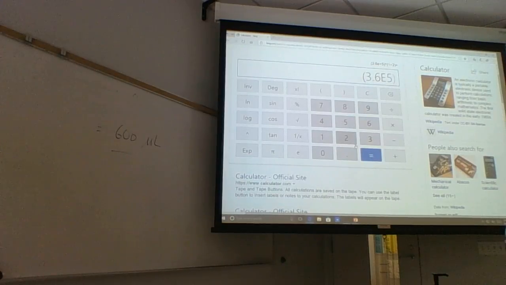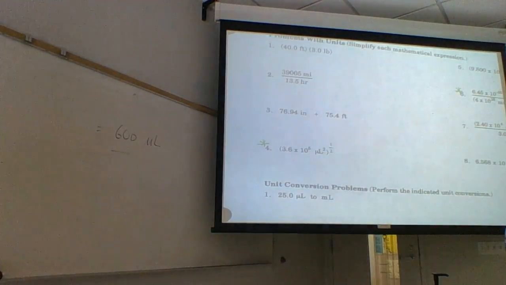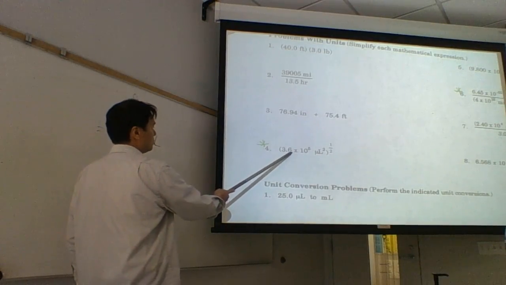All right, this would be 3.6 times 10 to the 5. And then let's raise it to the 1/2 power. Answer 600. So that'll work. So 600 microliters, but we have to worry about sig figs. If we go back to the original problem, how many sig figs do we have in the original problem? Looking at the original problem, we have 2 sig figs.